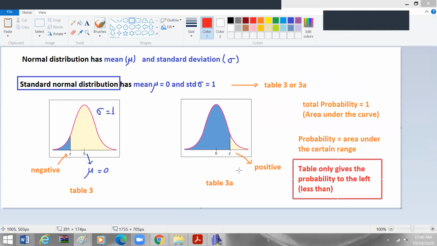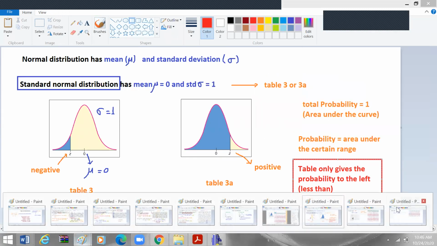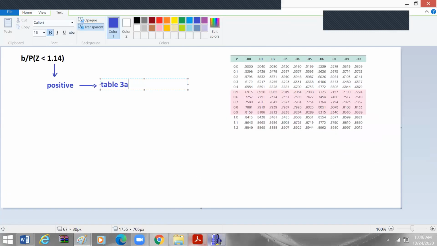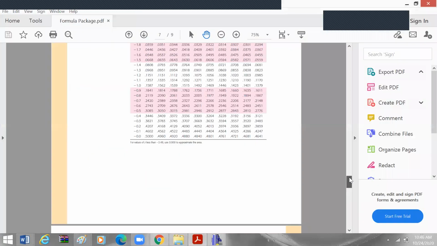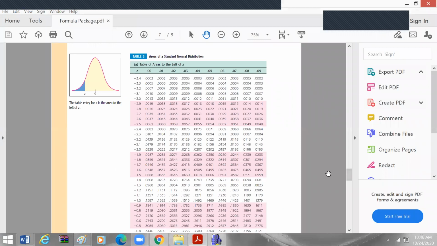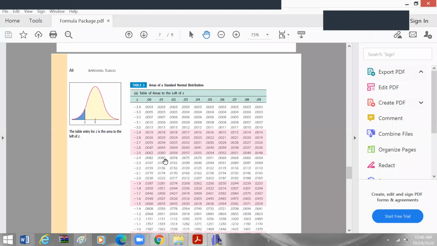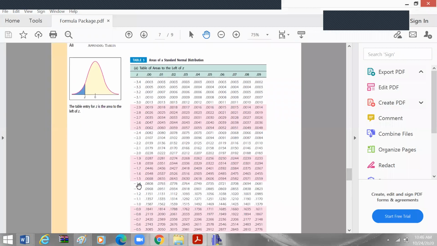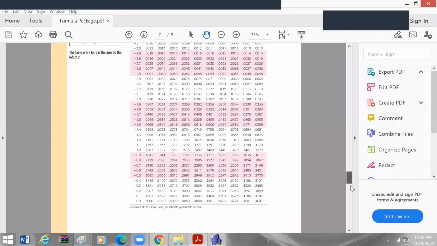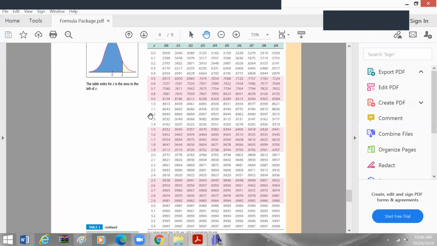we're going to use the positive chart. If you ask me, can we find any values for negative 1.14 here? The answer is absolutely no. On the exam, I couldn't find 1.14 because all of these are negative. You have to go to the positive chart to get 1.14, for instance.